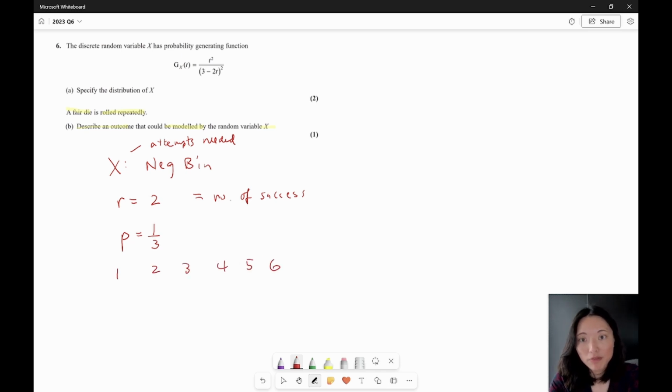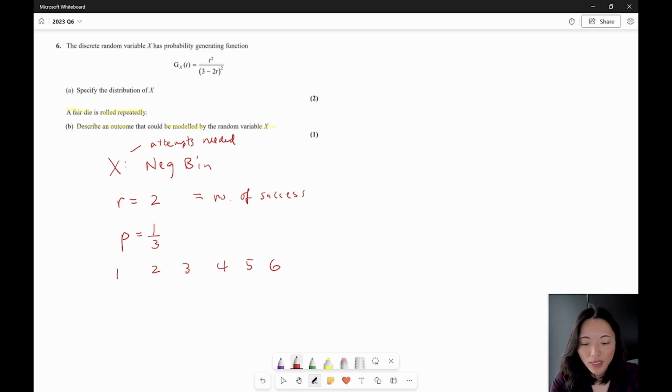If I want a probability of success of 1/3, we simply want 2 of these numbers to be my so-called target numbers. So if my specified 2 numbers come up, then I get my success. There are different ways to do it. You could say, okay, what if 1 and 2 come up? What if 5 and 6 come up? What if 2 and 6 come up? All of these could be an answer.